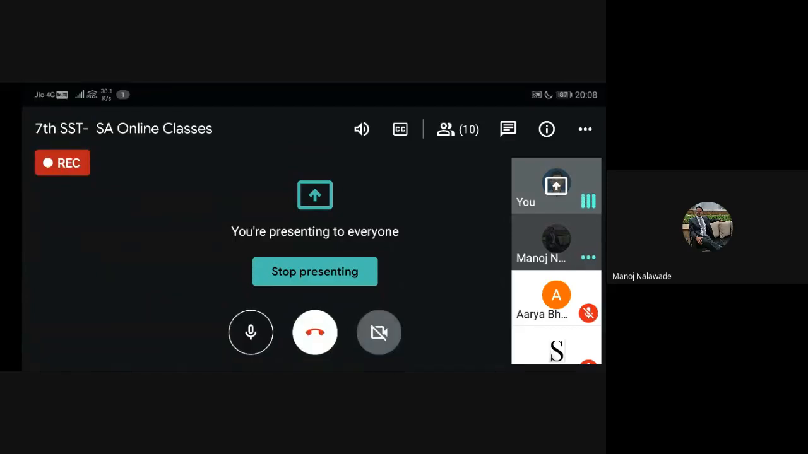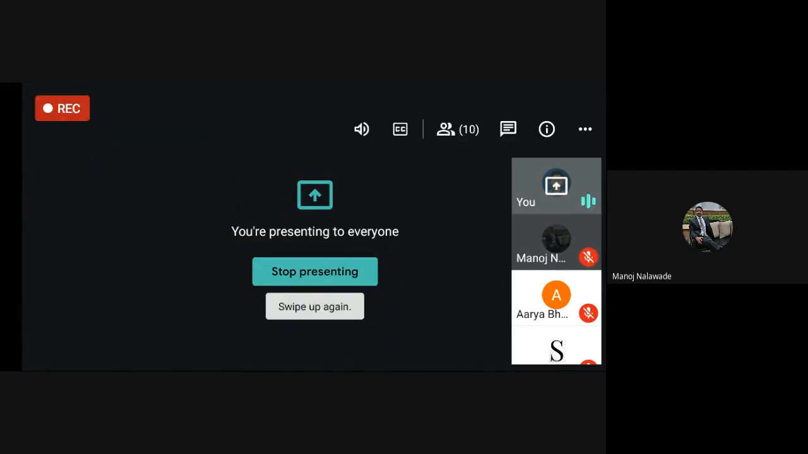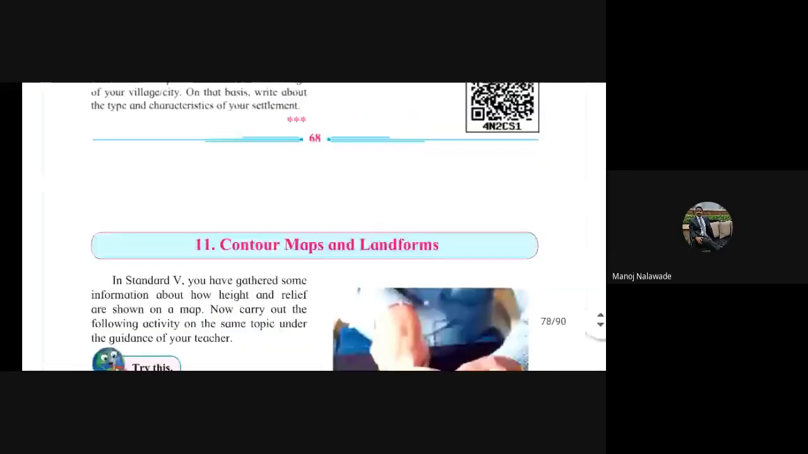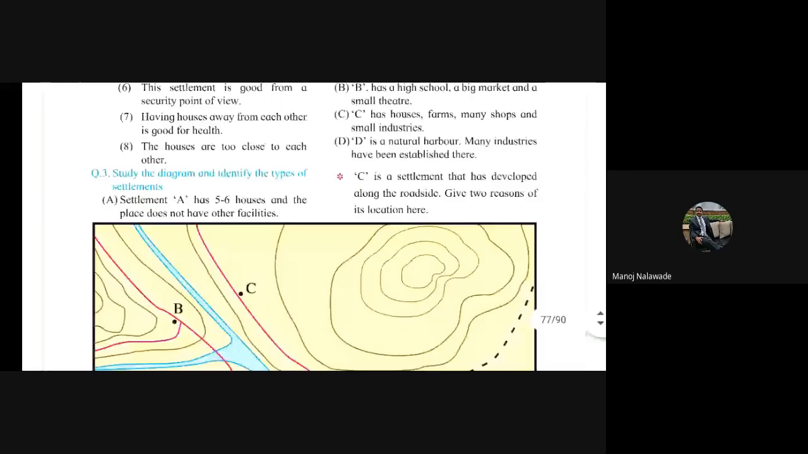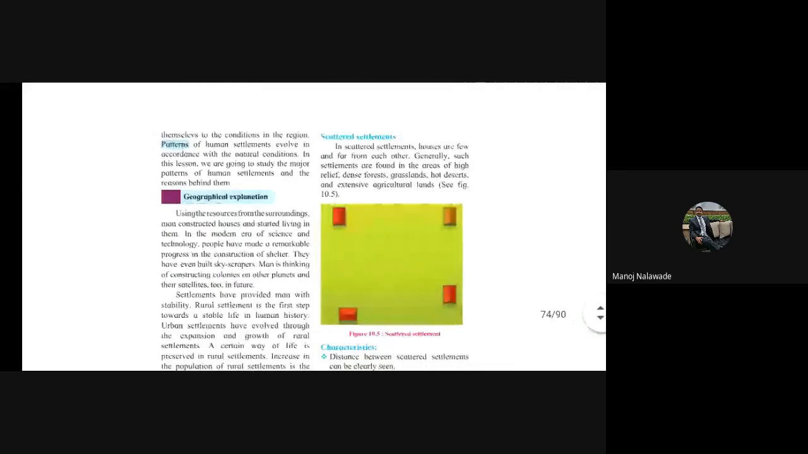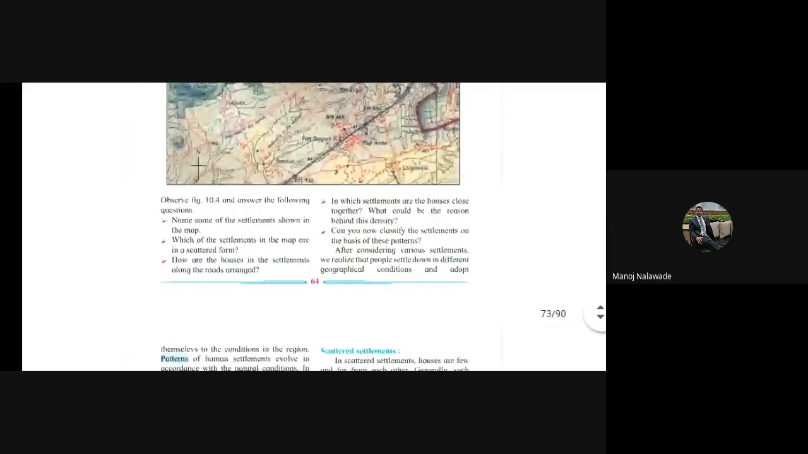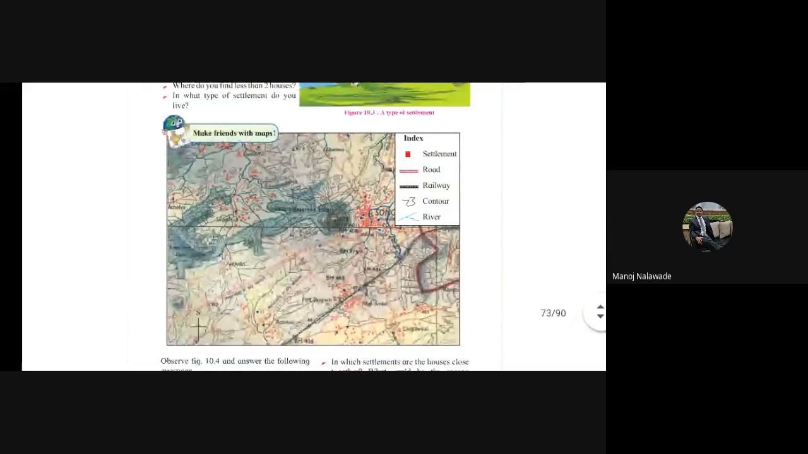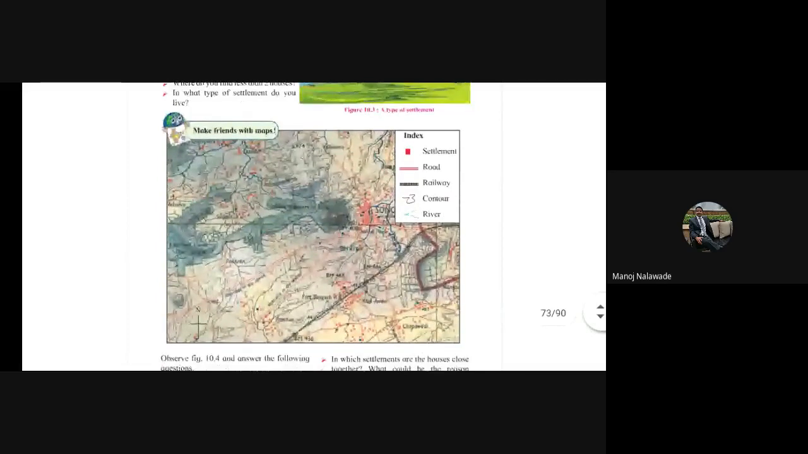Okay, let me see. I think nucleated types of settlements is remaining. Scattered, nucleated, and another one is linear, no? Yes, linear one. So we have taken up to this figure only, right? Yes, sir. Okay, so no issues.